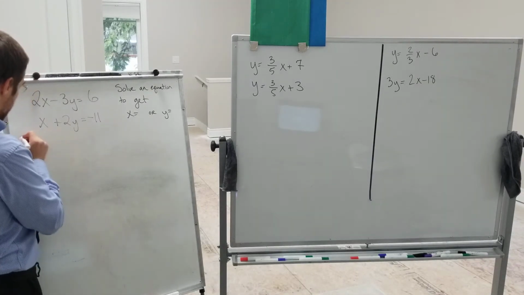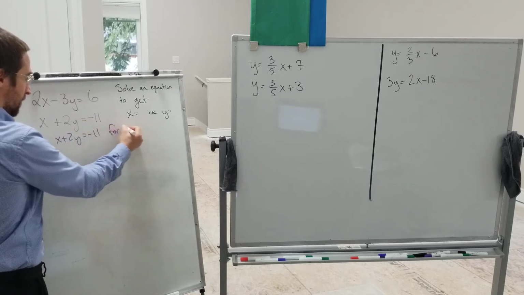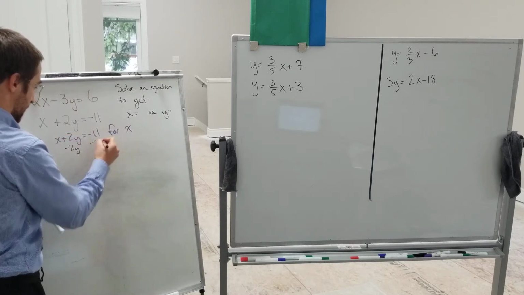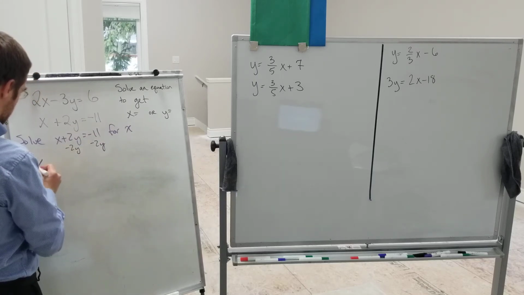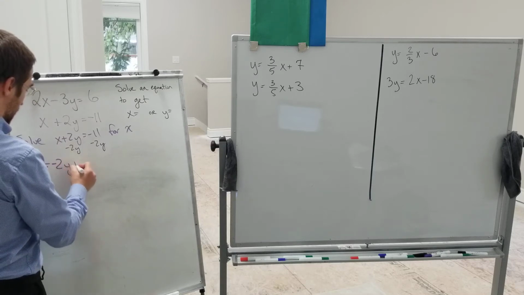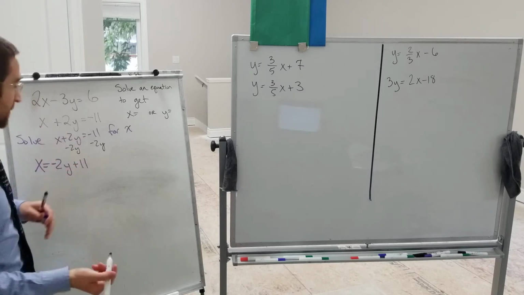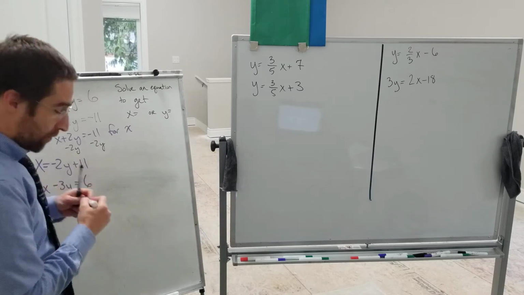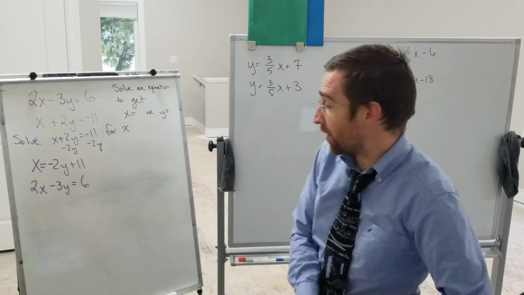So I'm going to solve x plus 2y equals -11 for x. To do that, I'll go minus 2y on each side. And because y and -11 are different, that gives us x equals -2y plus 11. So that's what x is equal to in our second equation. Now we have the same system of equations. We just took the second equation and rewrote it so it's x equals now. So we can do what we've done previously.